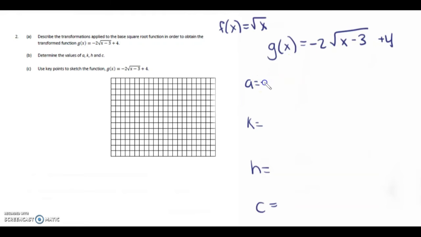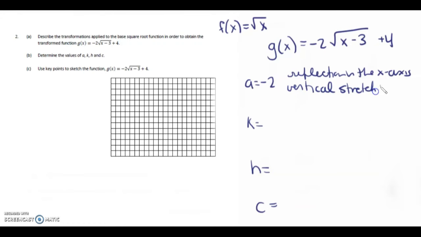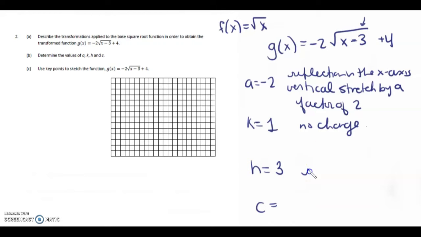Okay, so the a value is -2. This is both a reflection in the x-axis and a vertical stretch by a factor of 2. Okay, k is 1, so there's no change here, no horizontal stretch or compression. The next number is 3. So h is actually 3 because there's that built-in negative sign. So that means we go right 3. And c is 4, so we go up 4.